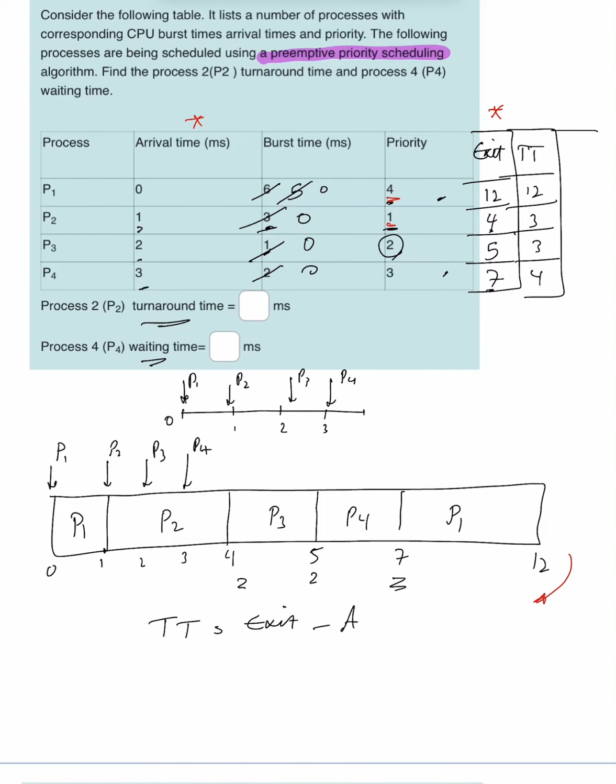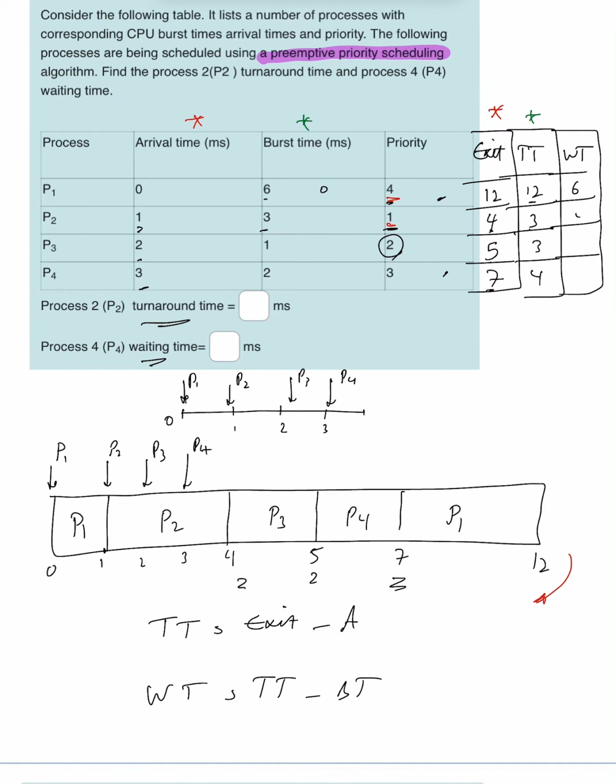And the last one is waiting time. Waiting time by definition is turnaround time minus burst time. It means that I need to subtract these two columns, but don't forget I need to stick to the original values of the burst time. So 12 minus 6 is 6, 3 minus 3 is 0, 3 minus 1 is 2, and 4 minus 2 is 2. So what I need to do, I need to identify the turnaround time for P2, which is 3, and waiting time for P4, which is 2 milliseconds.